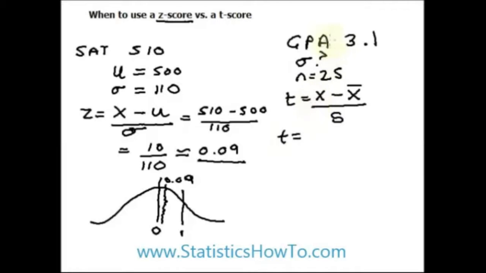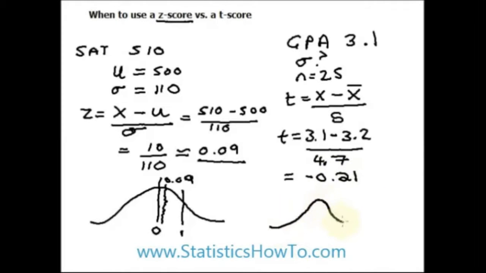My X, the number I'm interested in, is my GPA of 3.1. I'm going to subtract the mean. Let's say the mean for our sample was 3.2, and the standard deviation for the sample is 4.7. If we calculate this out, we get roughly negative 0.21. Now the t-distribution is similar to a z, it is symmetrical.